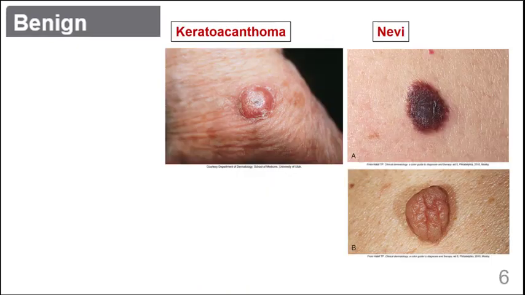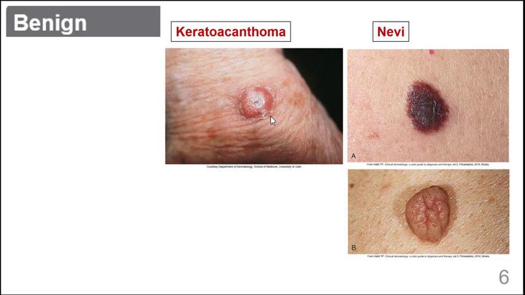Now moving on to the last two benign tumors that we're going to be talking about in this course, we have keratoacanthoma and nevi. Keratoacanthoma is a benign, self-limiting tumor of squamous cell differentiation arising from the hair follicles. And it usually occurs on sun-damaged skin of older adults, but can also be seen in those that are smokers.